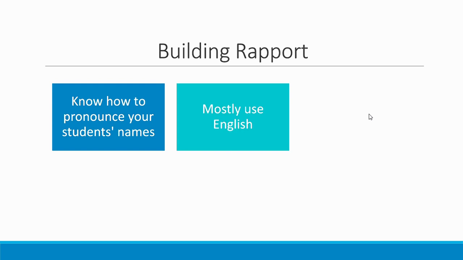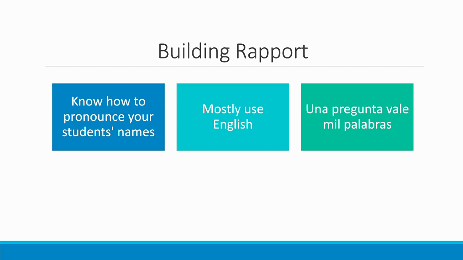Next, mostly use English. While our class is not an English-only space, please keep in mind that this may be the only time during the week that your partner has a chance to practice English. If you're fluent in the languages your student speaks, it might be easier for you to translate everything, but try and force yourself and your partner to engage mostly, about 90% or so, in English.